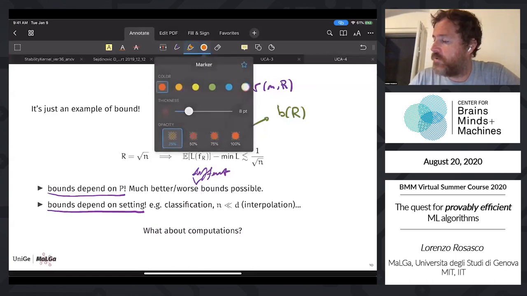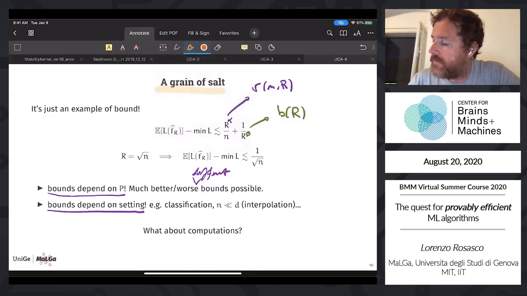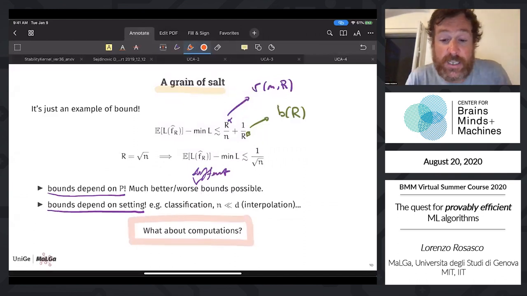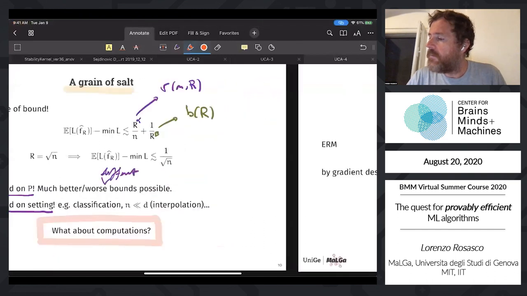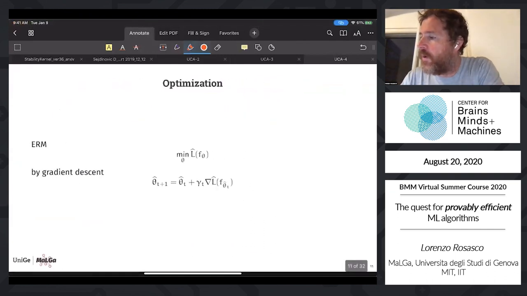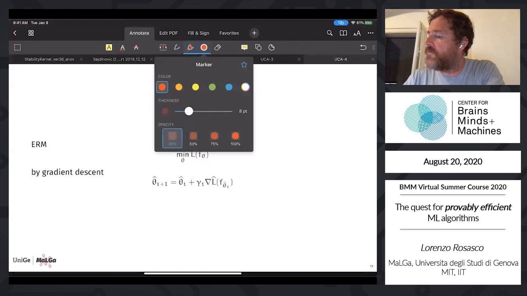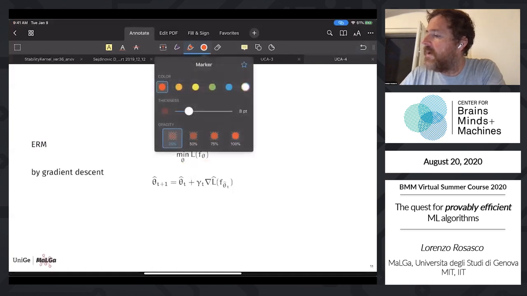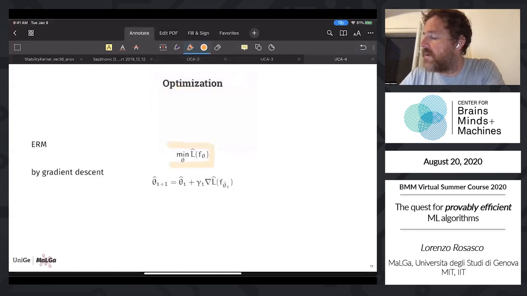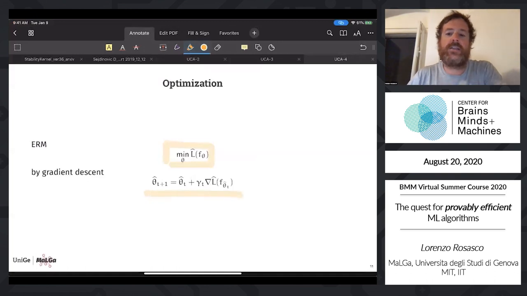What I want to discuss today is the total lack of optimization and computational aspects in the discussion so far. I haven't talked about computations at all, okay? As you probably know, what you typically do in practice is solve this empirical risk minimization problem, okay? And so you often look at some kind of gradient technique, say stochastic gradient descent, and so on.